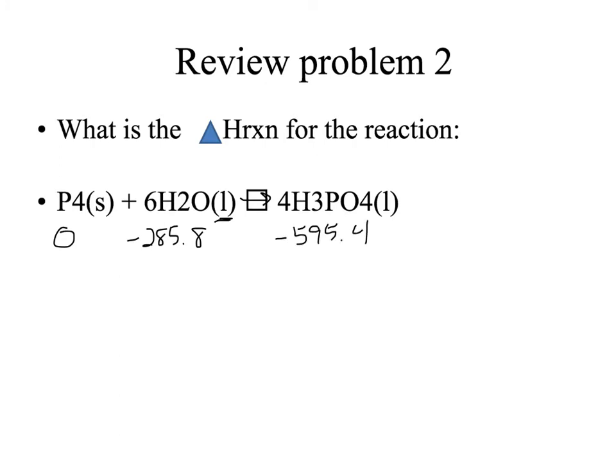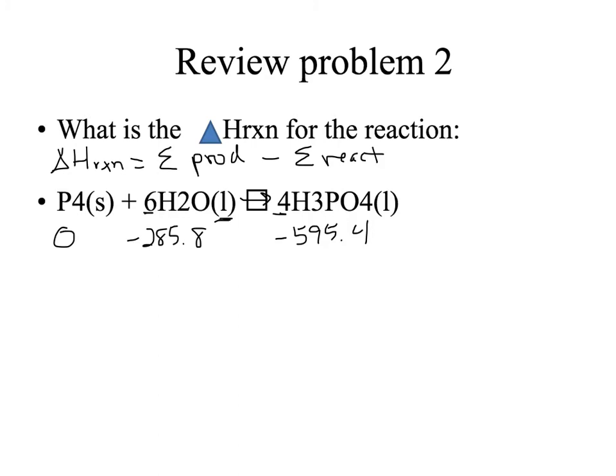And then for phosphoric acid, we have a negative 595.4. So remember the delta H reaction, let's write the formula up here, is the sum, remember that symbol means sum, of the products minus the sum of the reactants. So it's just important to remember to do products minus reactants here. Also remember, if we have a coefficient, I have a 4 in front of the phosphoric acid, I have a 6 in front of the water, you have to multiply your heat of formation by those numbers.